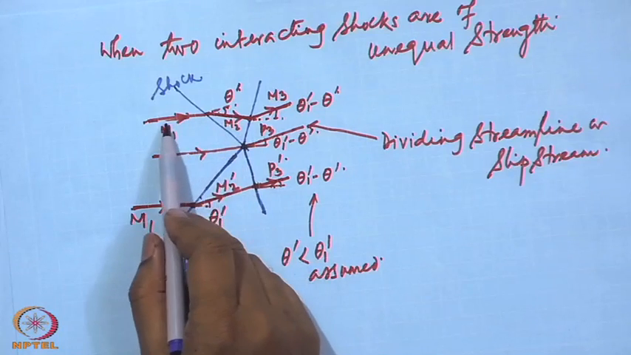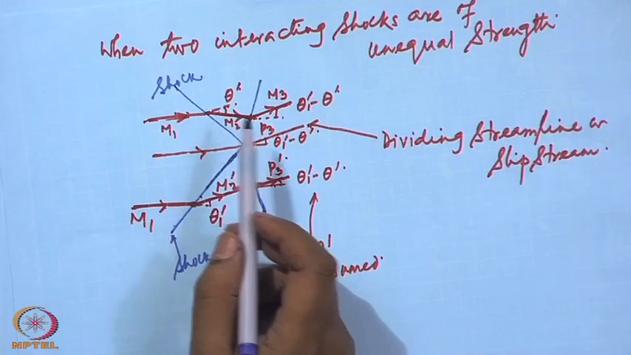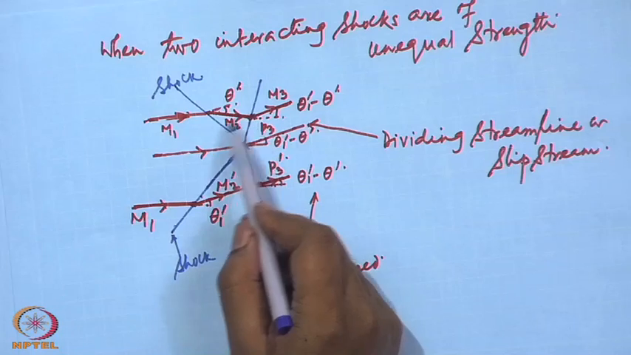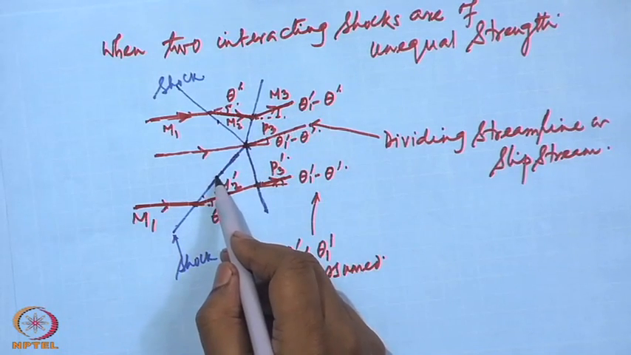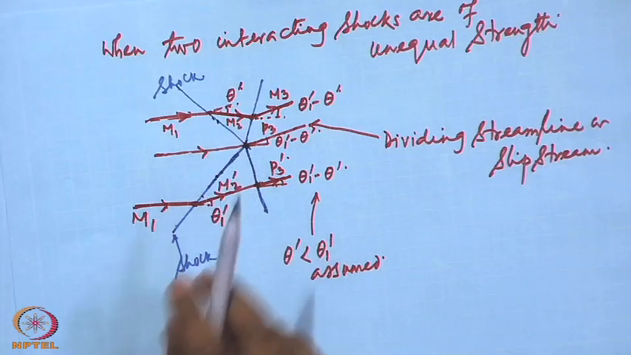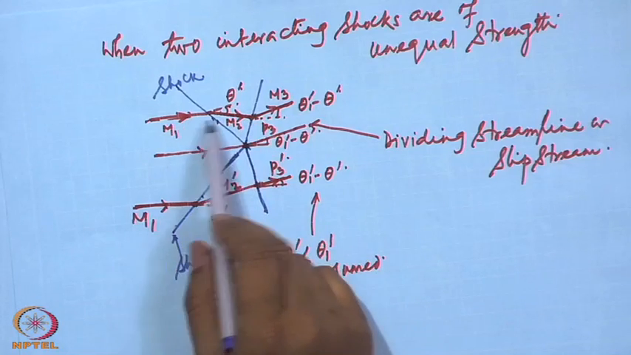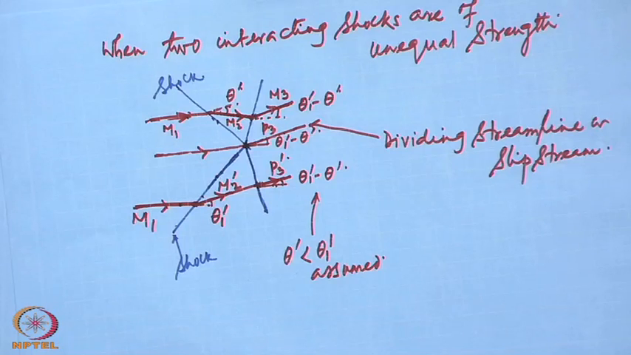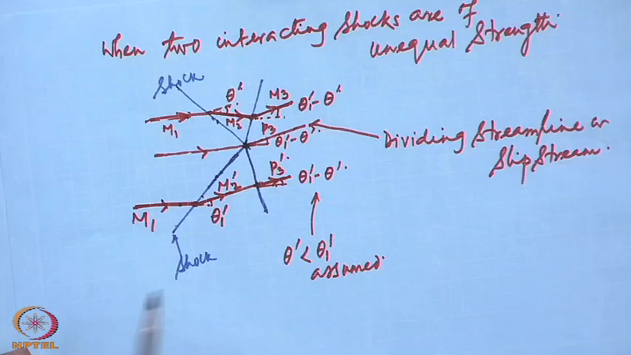Consider this particular streamline which is crossing these two shocks. Now, as you have assumed in this case, this shock is stronger than this shock. Consequently, the entropy rise across this shock is higher than the entropy rise across this shock. However, we can see that both the streamlines, this as well as this streamline, are crossing the same two shocks. However, the total entropy change that will be experienced by these two streamlines is not the same.